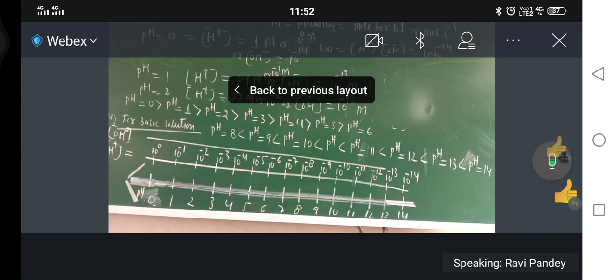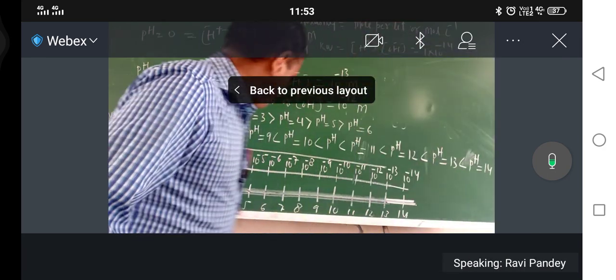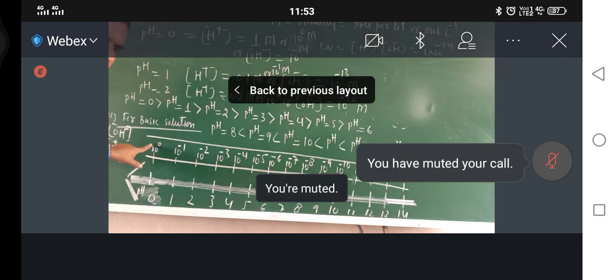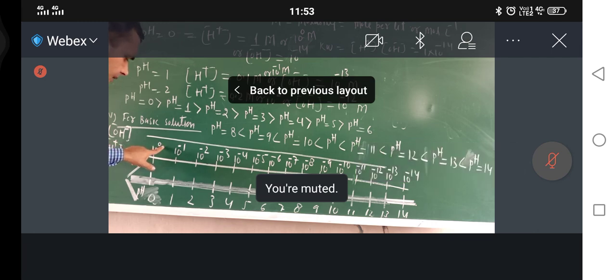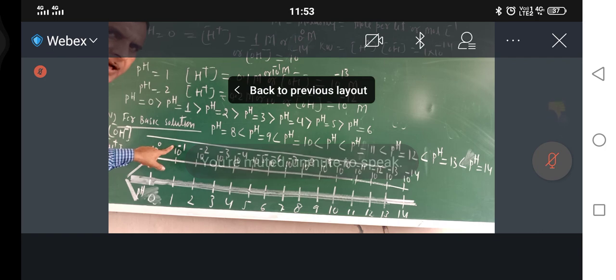Okay, so just see here, if pH is 0, then H positive concentration would be 10 raised to the power 0. If pH is 1, this would be 10 raised to the power minus 1.